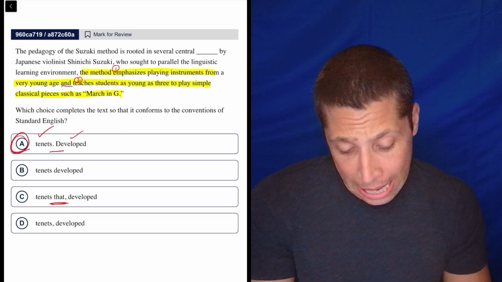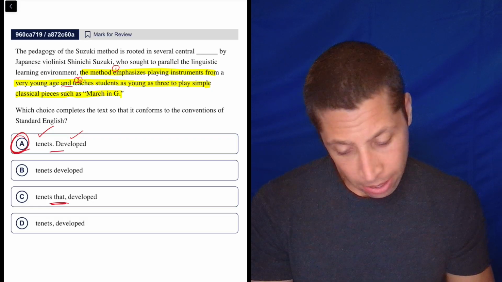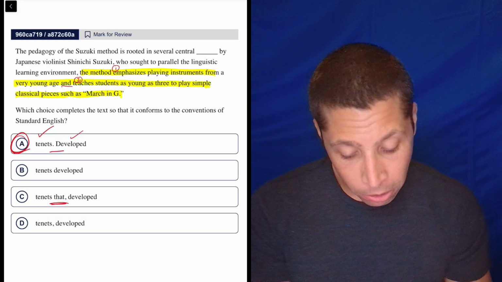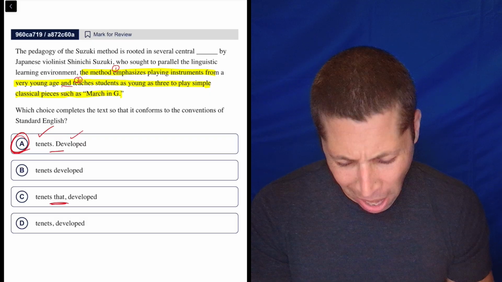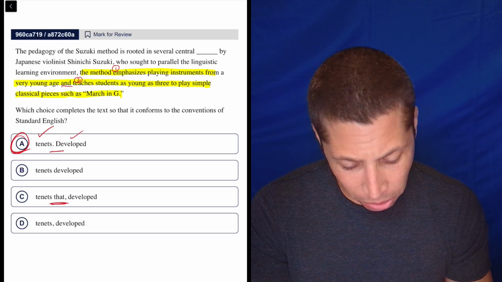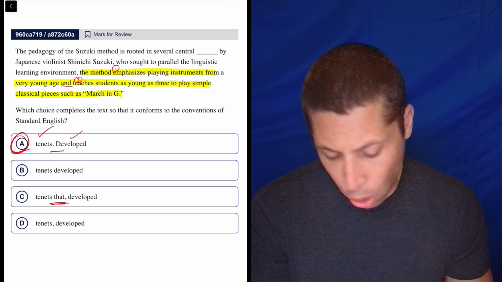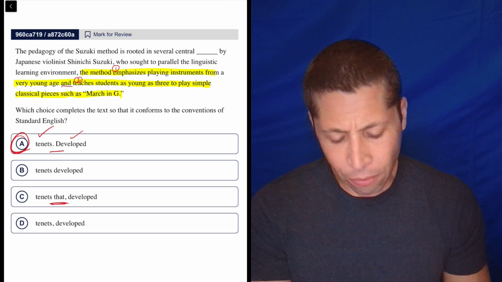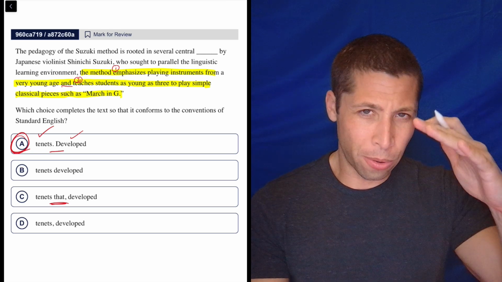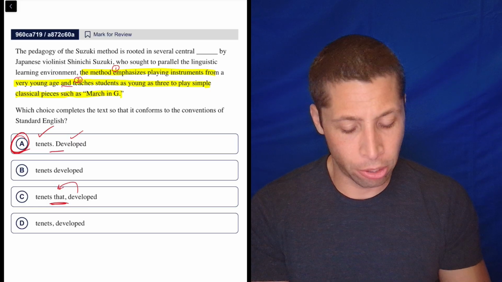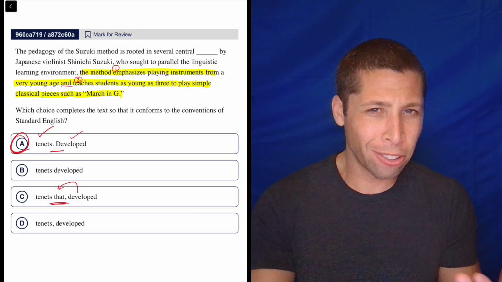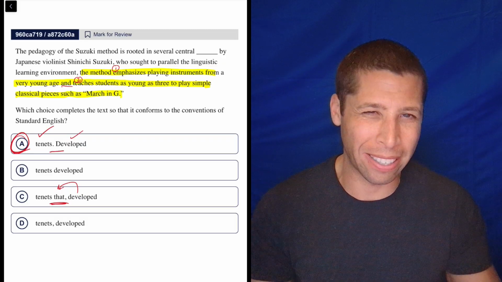I would look at C. Maybe I'm missing something, but let's see what's going on. The pedagogy of the Suzuki method is rooted in several central tenets that, developed by Japanese violinist Shinichi Suzuki, who sought to parallel the linguistic learning environment. No. I've already lost it. First of all, if I were to put this developed here, I think we actually have a modifier issue where the tenets are developed by this guy. Maybe that makes sense. I don't know.